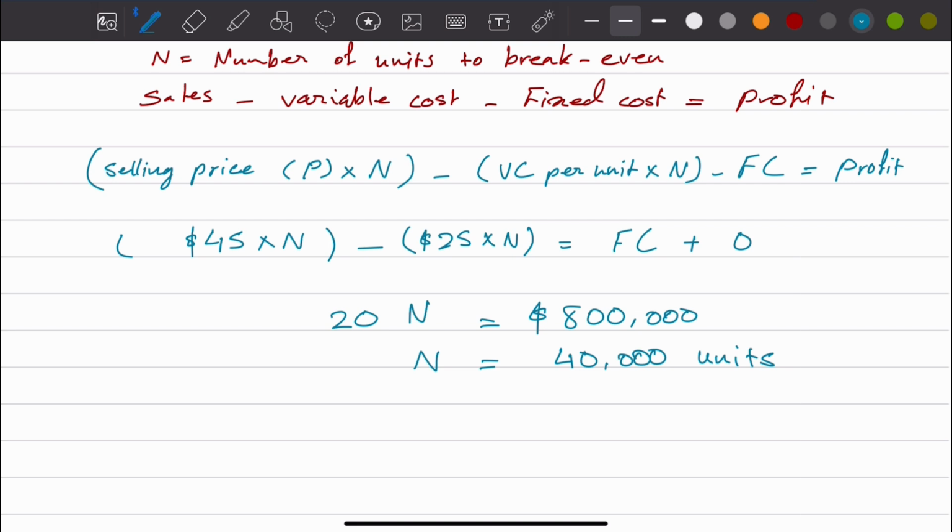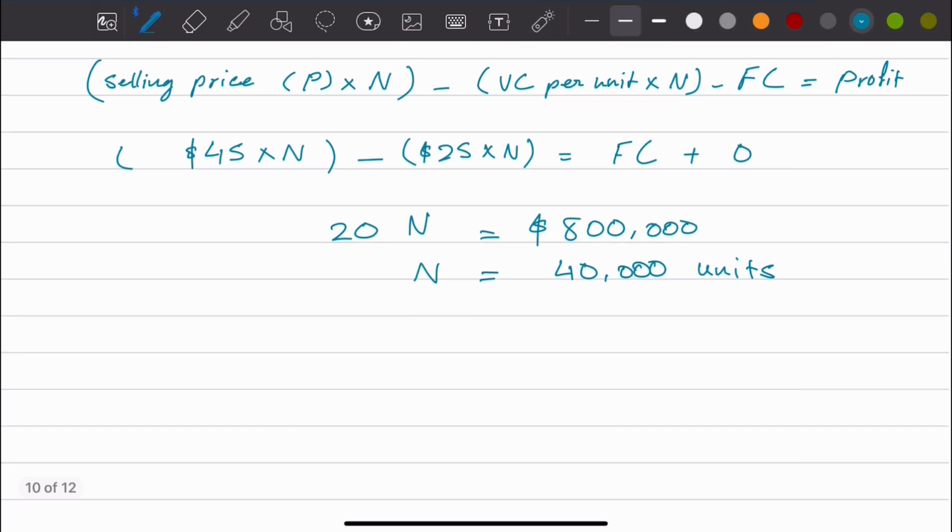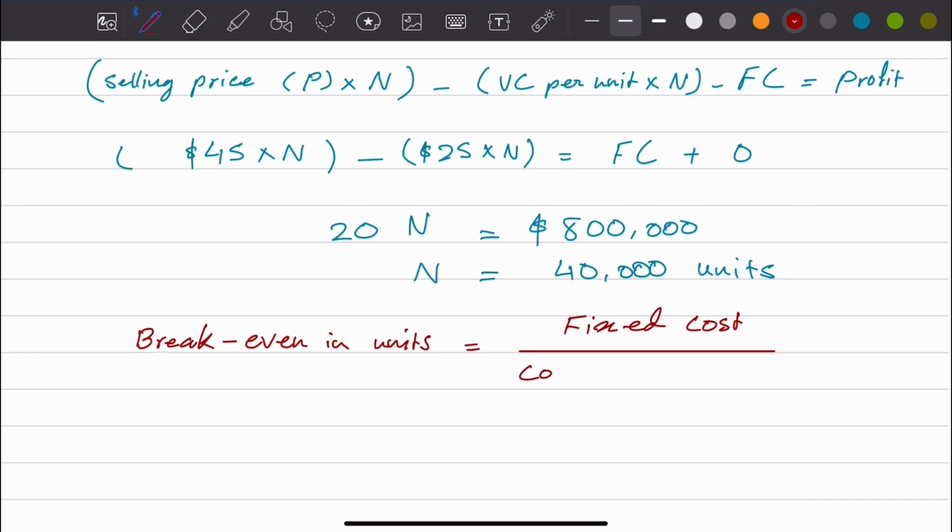The other way is to just use the contribution margin method. And the contribution margin method, which is typically easier, states that the break-even, let's write it down in red, break-even in units should equal the fixed costs divided by contribution margin per unit.